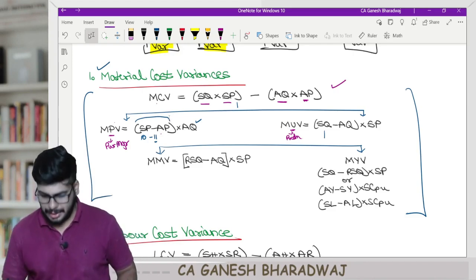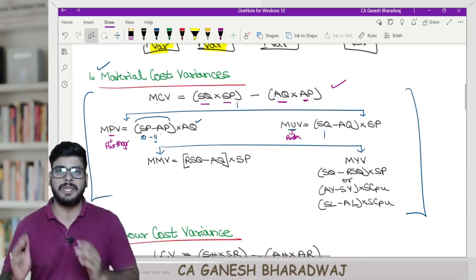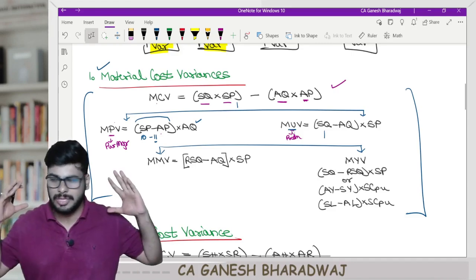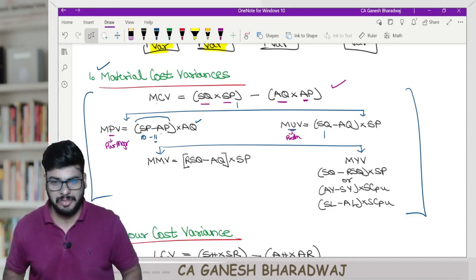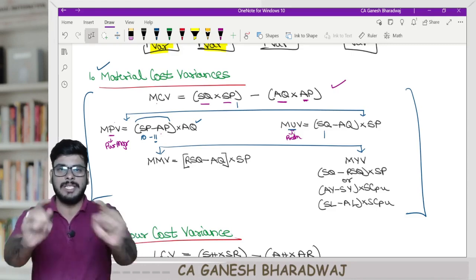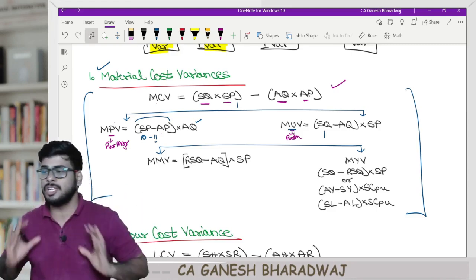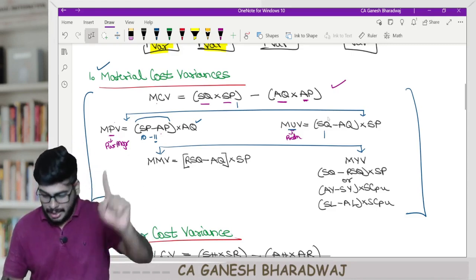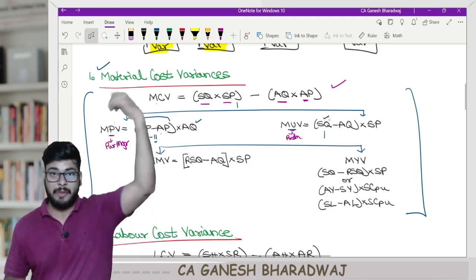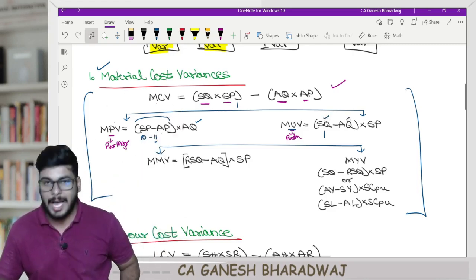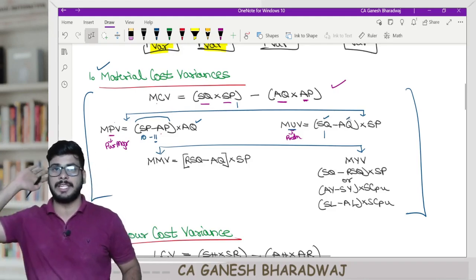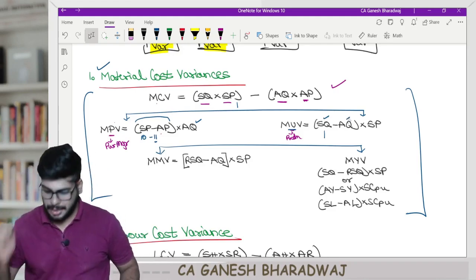Now moving on to the other side, material usage variance. In this case, who is the person that we're talking about? Whose responsibility are we talking about? The production manager. What is he responsible for? He is responsible for consuming the raw material. So standard quantity, that is the kgs of raw material he should have consumed, minus actual quantity, the kgs of raw material that he has actually consumed. Clear with this, guys? Into what?